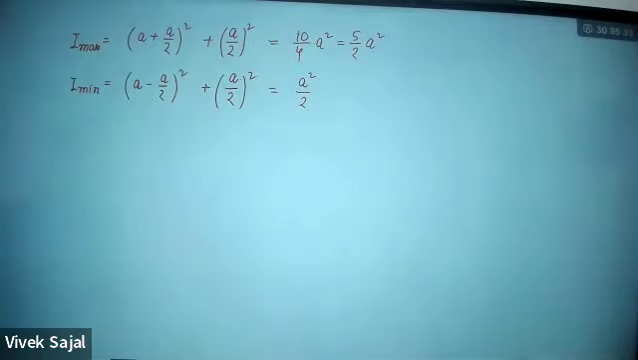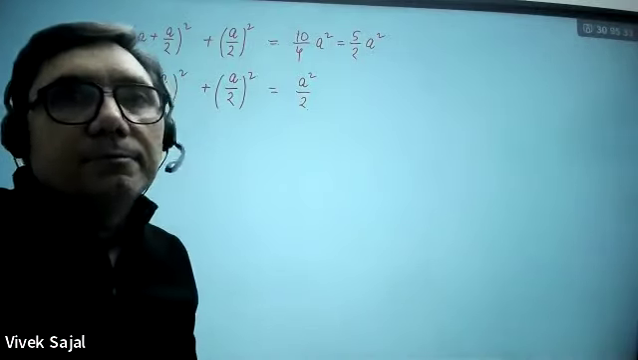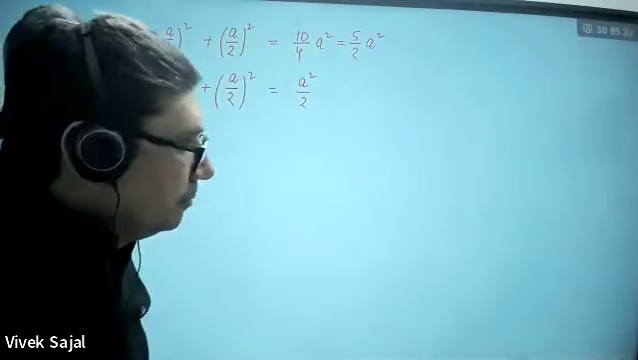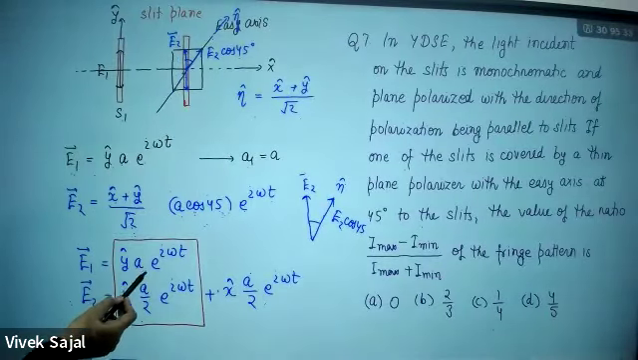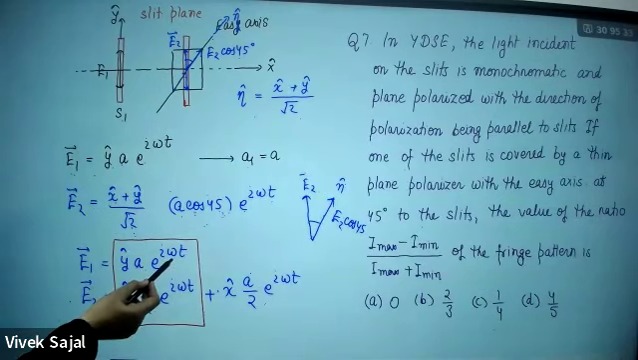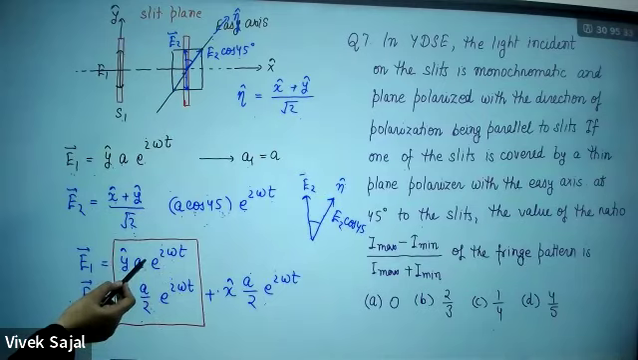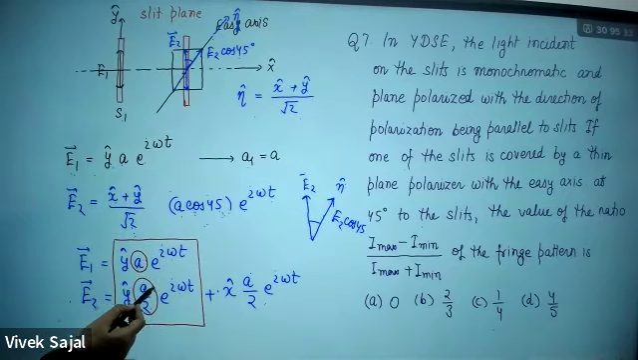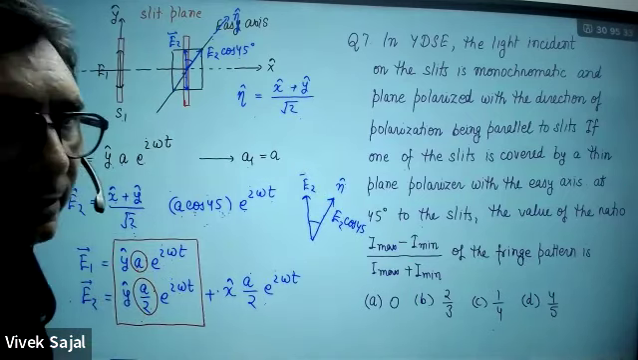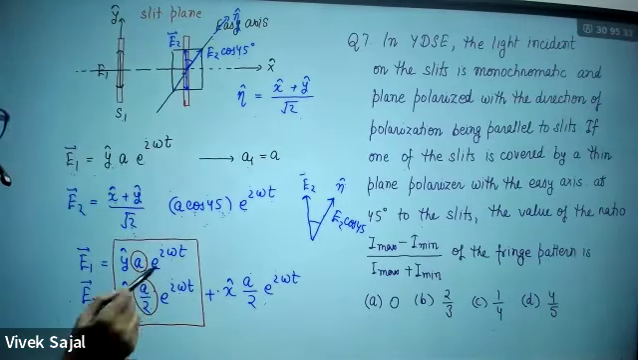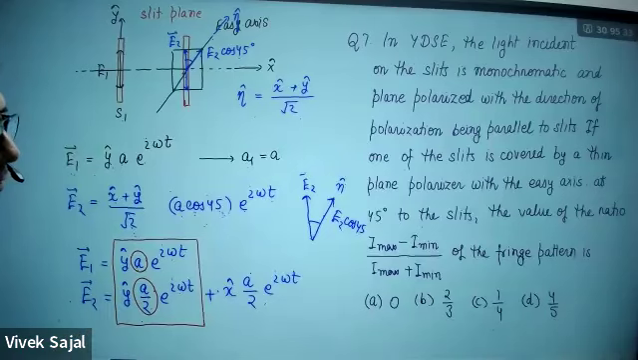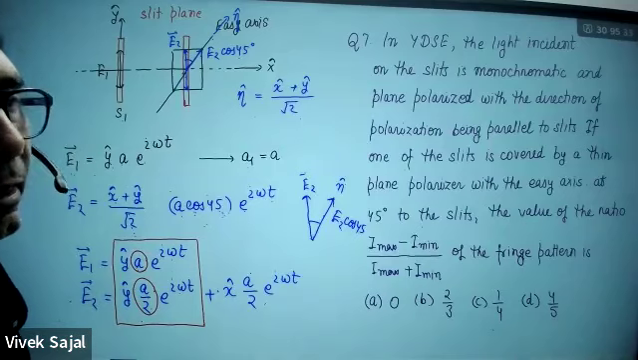Sir, could you explain those two formulas once again, the I max and I min? Look, try to understand this component and this component. They are interfering. They are having the same polarization, same frequency. So this is A1, this is A2, and the amplitude here is A. Due to interference, what will be the maximum intensity? A1 plus A2 whole square. So this will be A plus A by 2 whole square. What will be the minimum intensity? That will be A minus A by 2 whole square.